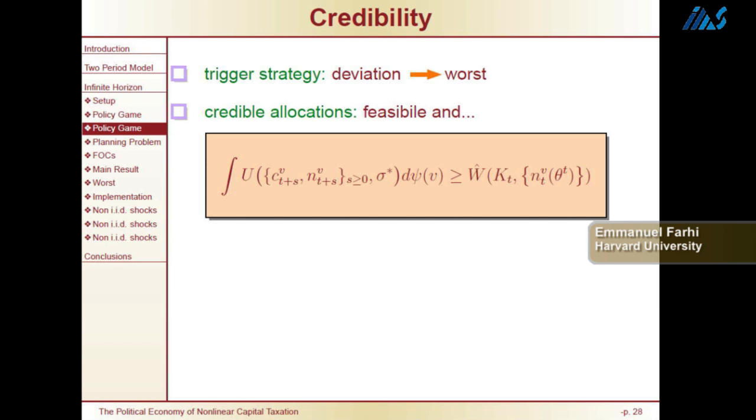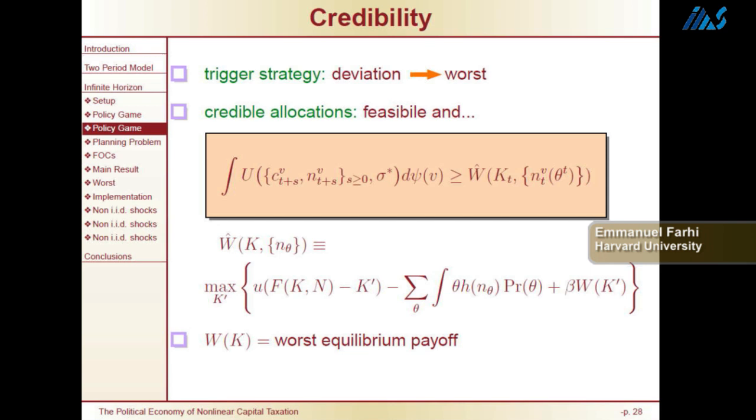So the credible allocation is going to be feasible and satisfy those credibility constraints, which is that at any point in time, utilitarian welfare, the continuation utilitarian welfare, has to be greater than this payoff here. And this payoff here is what happens if you deviate and you propose a policy that equalizes everybody's consumption today, and from tomorrow on, it's the worst equilibrium. So you see that there's a gain from this deviation, which is that you can equalize everybody's consumption, but there's also a cost that comes in the future because you trigger a bad equilibrium. So you have the same kind of benefit and cost from deviating that were present in the two-period model.